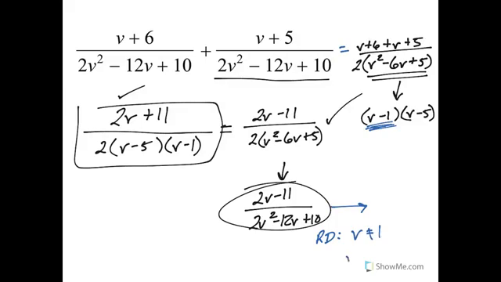And on the second one, v minus 5, so this would be v equal to 5, which means we cannot use 5 as a solution either, or as an input value. We're not asked to solve here.